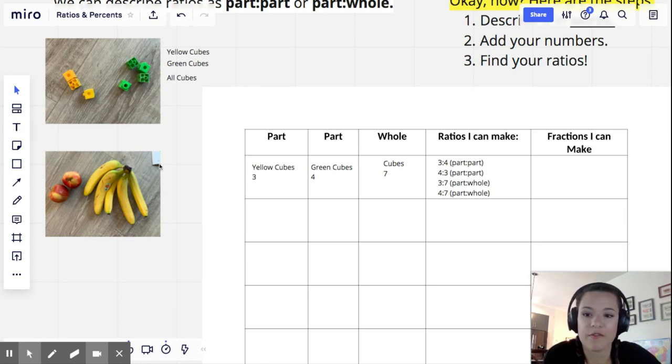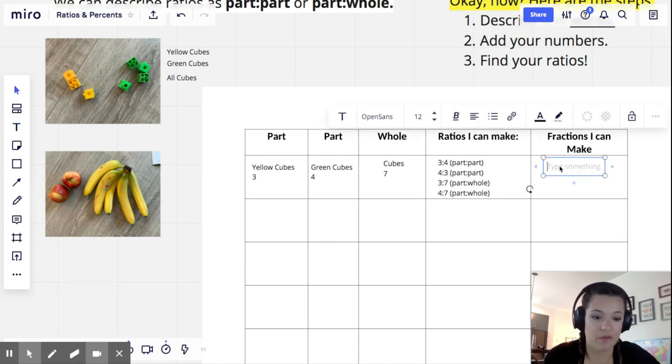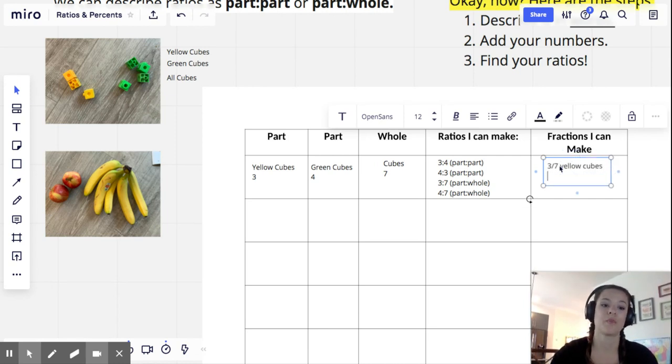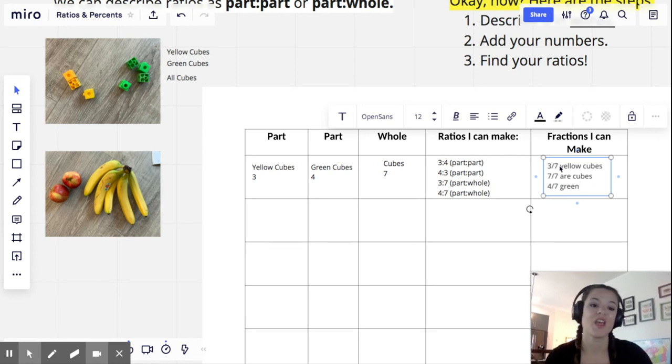This last part, fractions you can make: all you do is figure out your whole amount, and that's going to be your denominator. And then you can describe it with a fraction. So I could say 3 out of 7 yellow cubes, or 7 out of 7 are cubes of some kind, or 4 out of 7 are green. That is all you do.